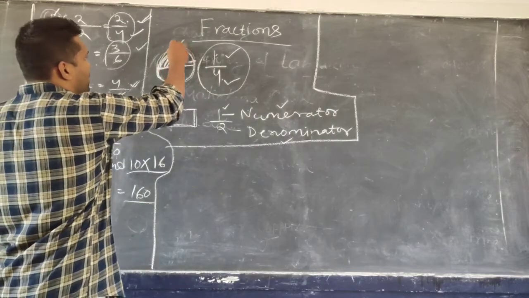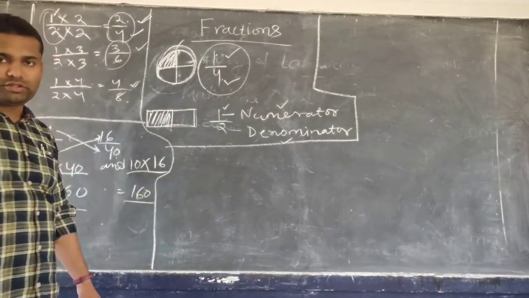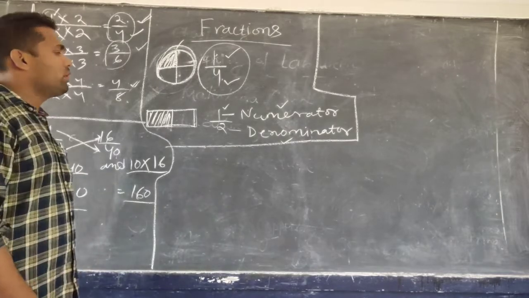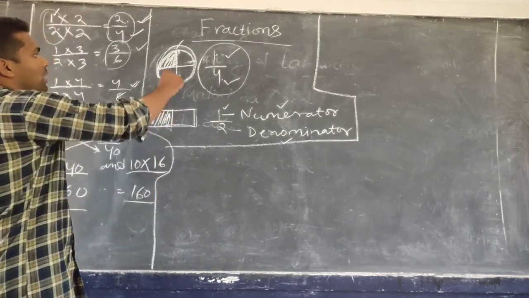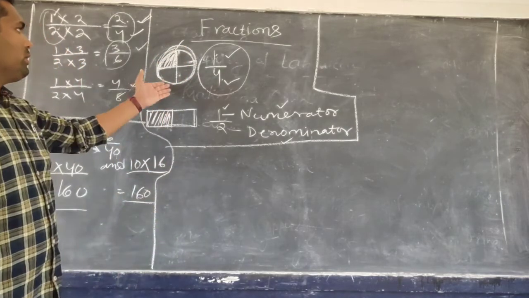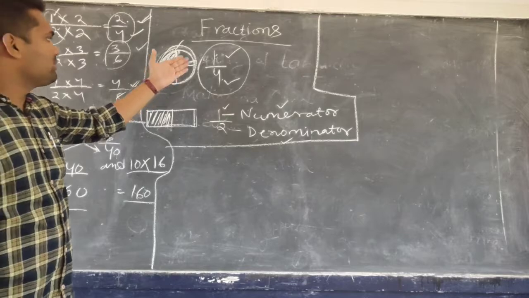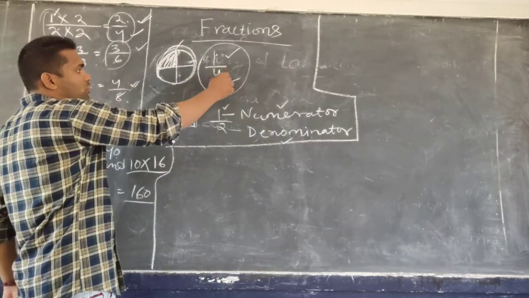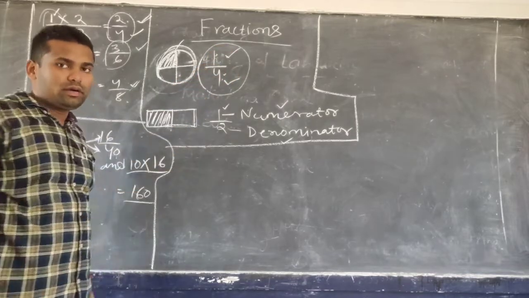Here we take one whole part of these things. This whole is divided into 4 equal parts, and if we take one part, then we write this part in fraction form as 1/4. It means we divide the whole into 4 parts and take one part.